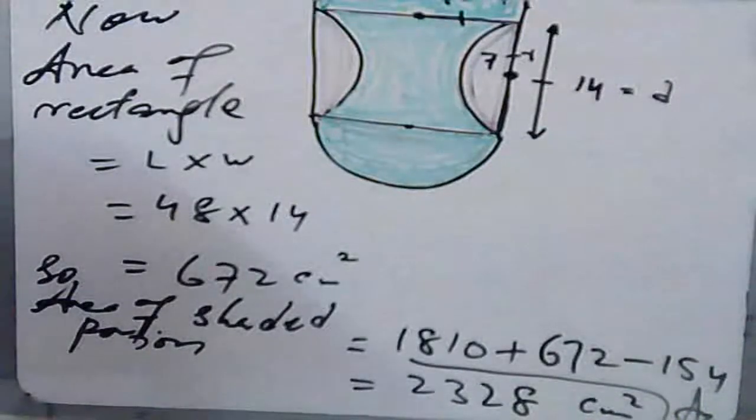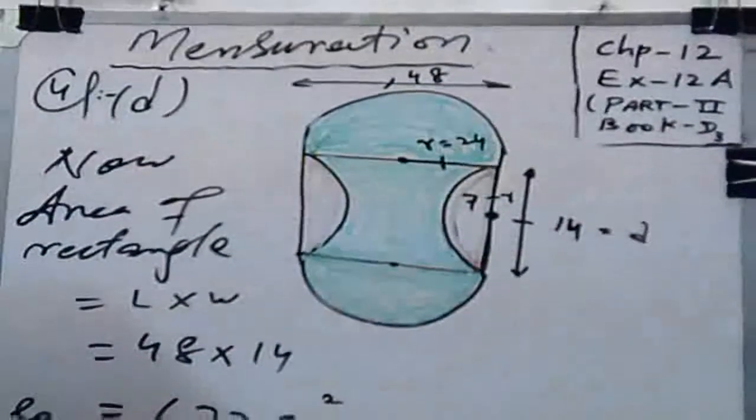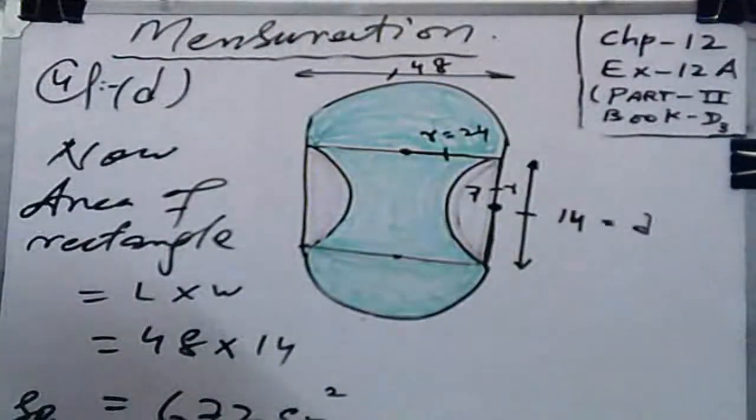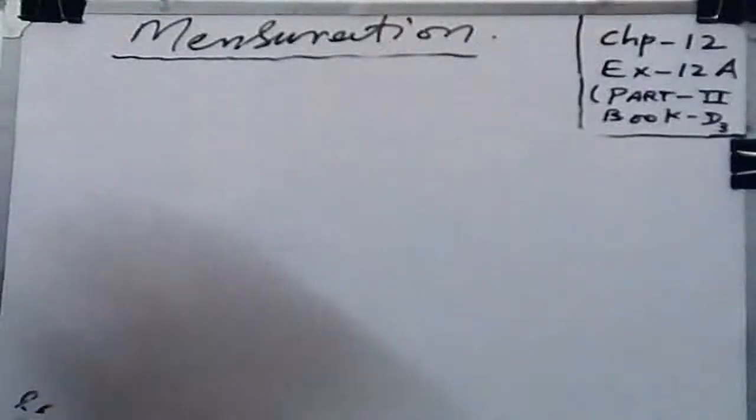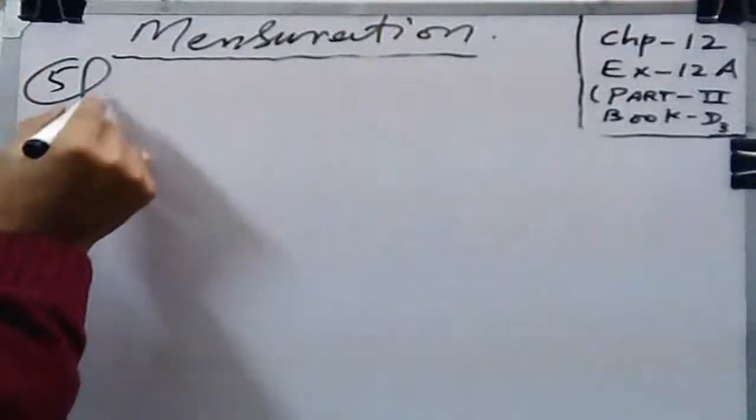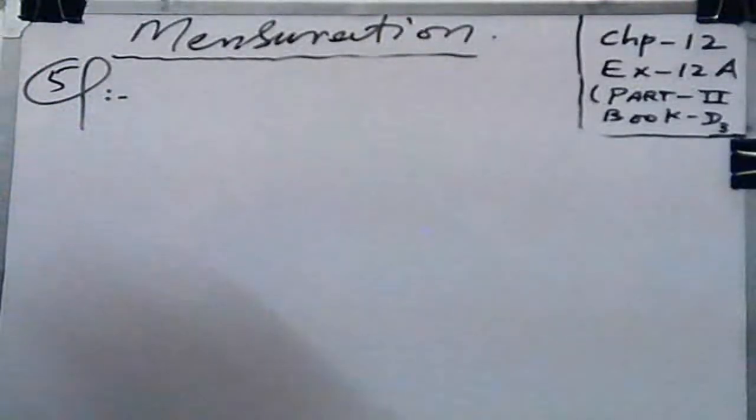So coming to the next part, that is question number 5. In question number 5, read the statement. The radius of a circular pond is 12 meter. Grass grows around the pond 2 meters away from its edge. Find, in terms of pi, an expression for the circumference of the circle forming the outer edge of the grass. Okay, in A part.